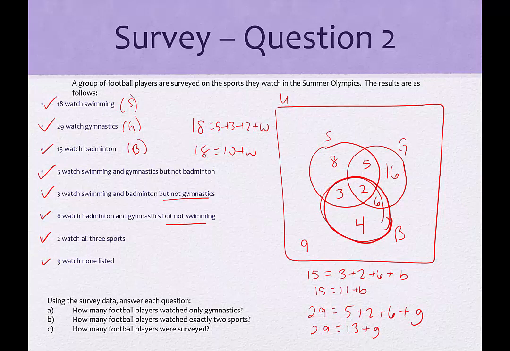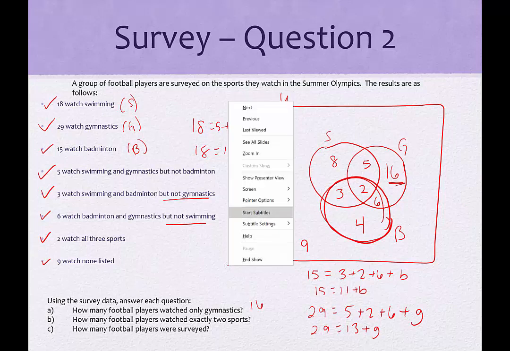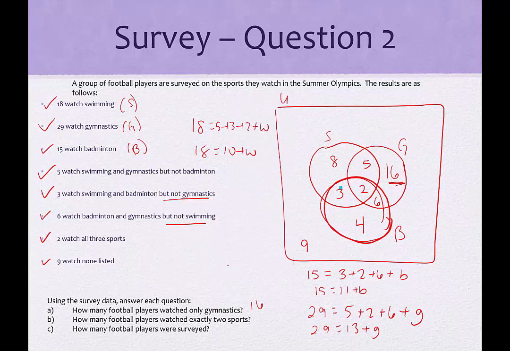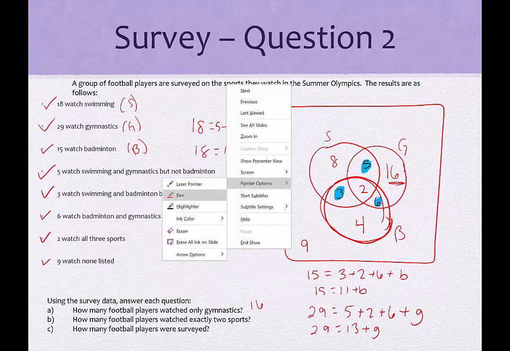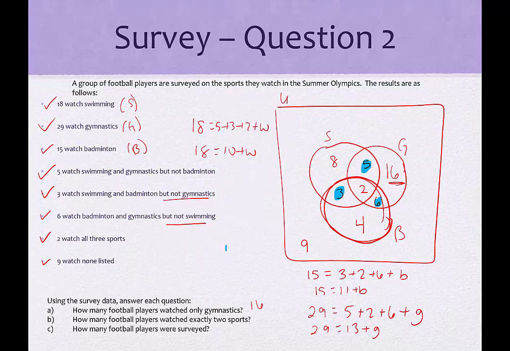How many football players watched only gymnastics? So we already answered that. That's going to be this right here, and that's going to be 16. How many football players watched exactly 2 sports? It's actually given to us in the information, but we're going to use the Venn diagram here. Exactly 2 sports means they watched more than 1, but not all 3. So that's going to be this region here, and this region here, and this region here. So we want to add those 3 numbers together because those are the 3 regions that represent exactly 2 sports. That would be 3 plus 5 plus 6, and 3 plus 5 plus 6 is 14.